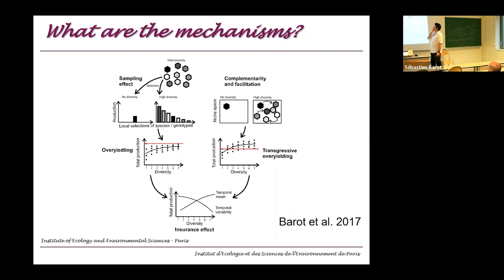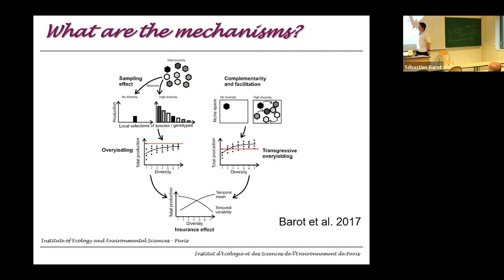Okay, here we have the different mechanisms through which plant biodiversity can improve the production. It's a bit complicated. The easy mechanism is this one. It's complementarity and facilitation. Basically, the idea is that when you're increasing the number of species, here each hexagon is a different species, you expect your plant community to exploit better all the resources of the ecosystems.